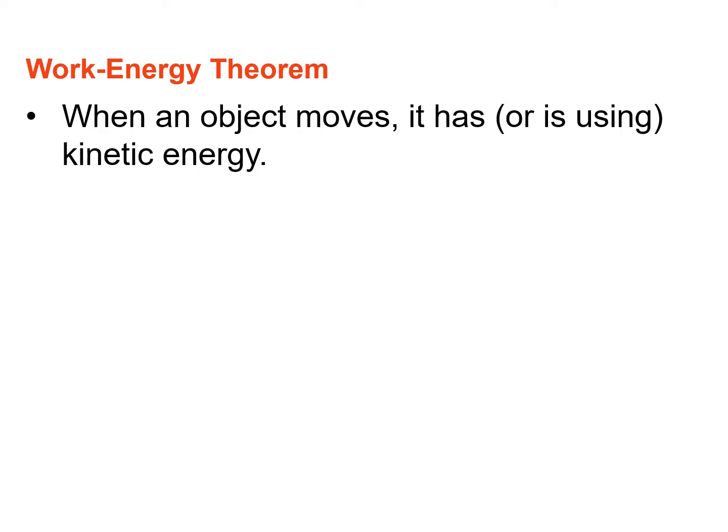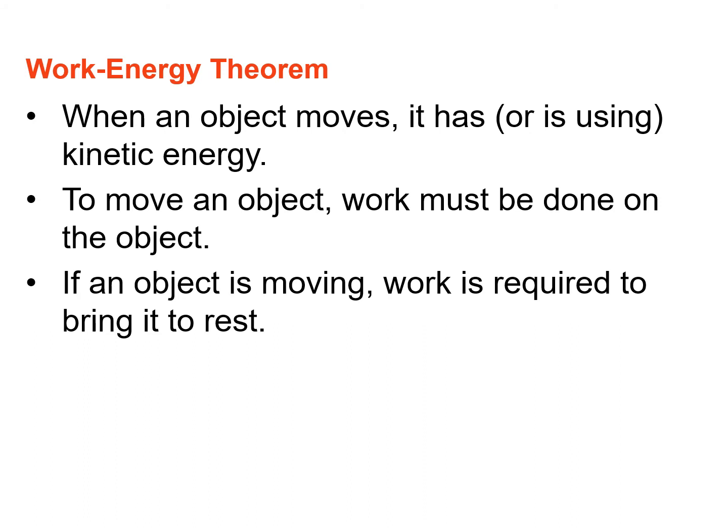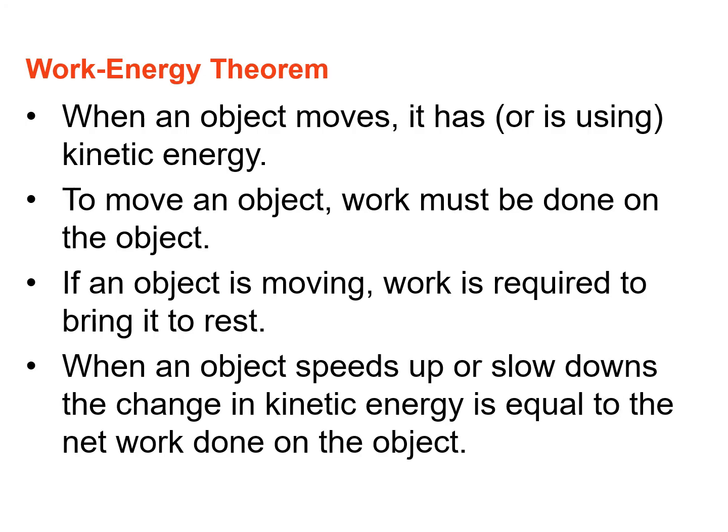Again, work and energy seem to be more or less equivalent concepts. So if an object moves, it has or it's using kinetic energy, and to move the object, work must be done on the object. You have to apply force over a distance. If the object is moving, then work is also required to bring it to a stop. So this back and forth between work and kinetic energy is sometimes written as a sort of simple equation or statement. When an object speeds up or slows down, the change in kinetic energy must be equal to the net work done on the object.